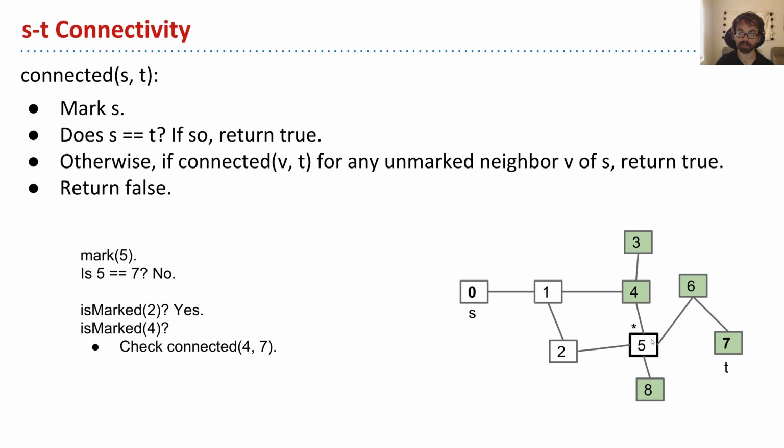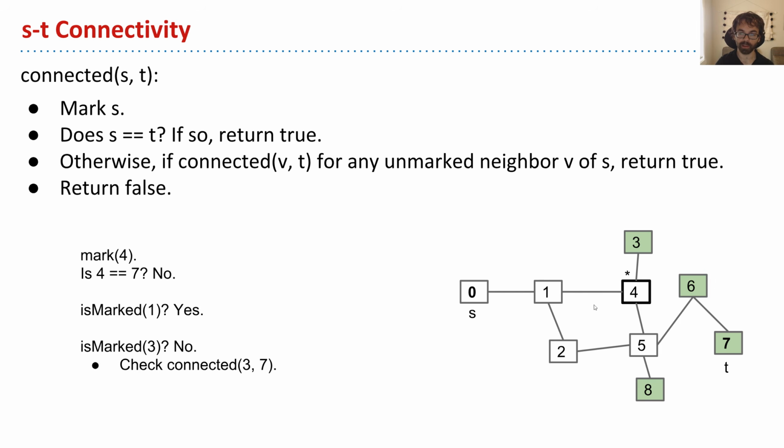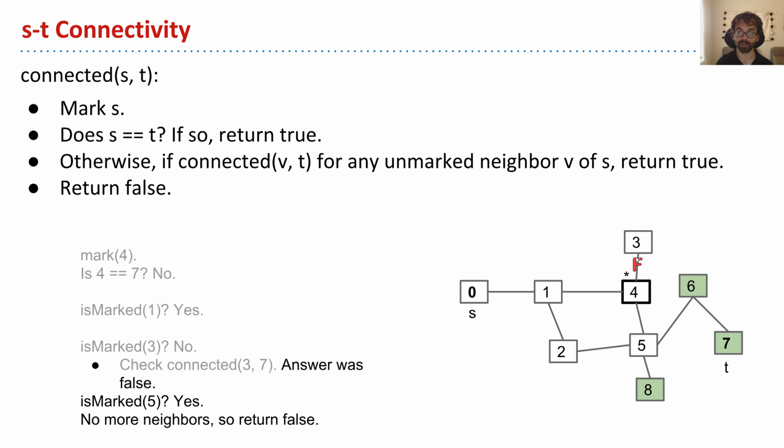So we check. That means we need to now call connected 4 comma 7, which means first saying, is 4 equal to 7? It is not. So we consider 1, the smallest neighbor of 4. That is already marked from a long time ago. So then we move on to 3, which is unmarked. 3 is not equal to 7. And at this point, since 4 is already marked, we get to this return false statement finally. So we've considered all unmarked neighbors of 3. And now we're going to return false. So we return false. Hooray.